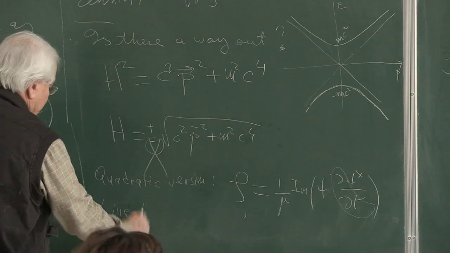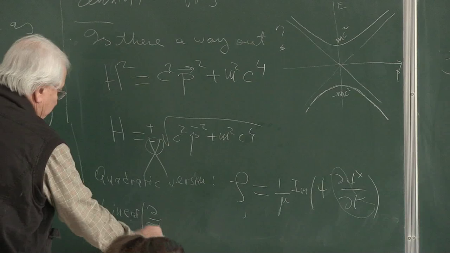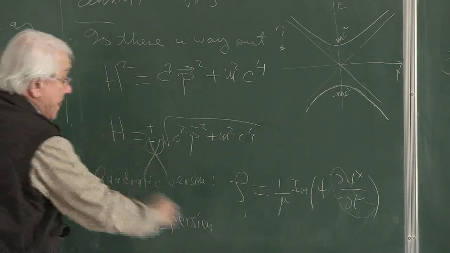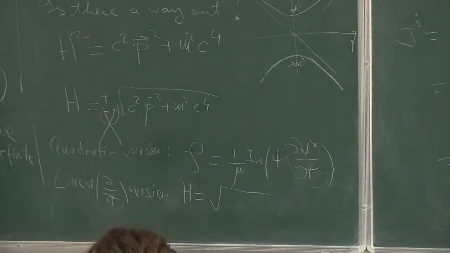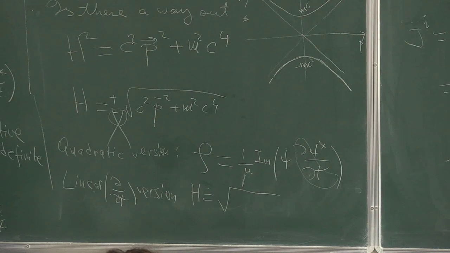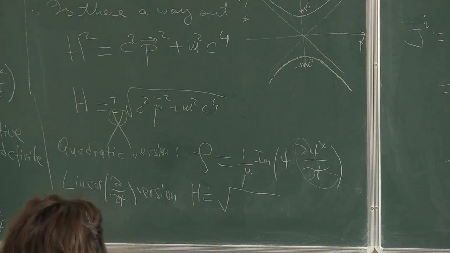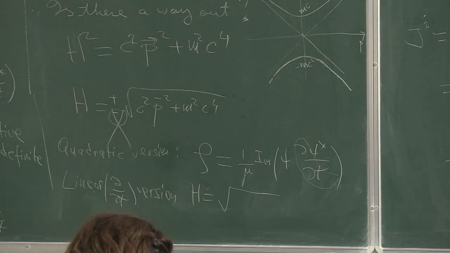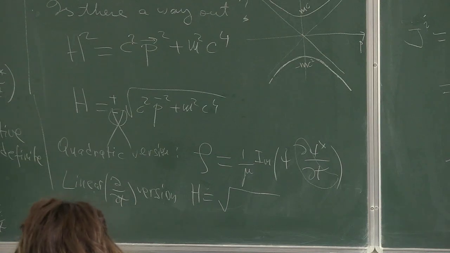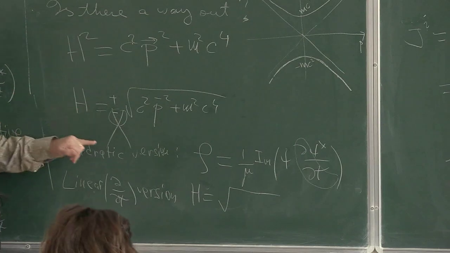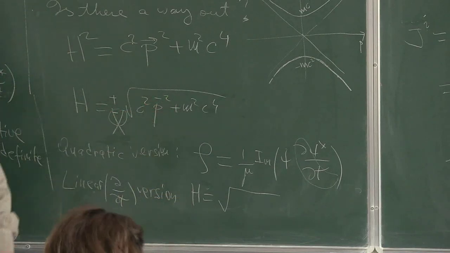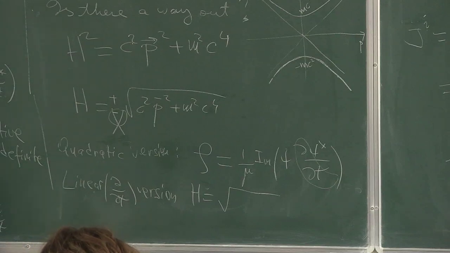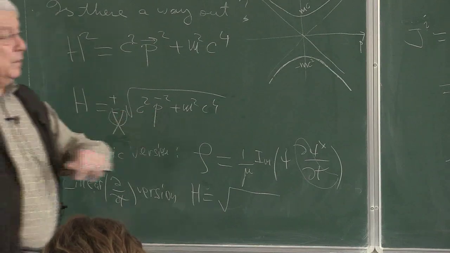Linear d by dt version is that version. Indeed, the left-hand side is i h bar d by dt. Then if I work out the continuity equation, it will indeed give me the d by dt of psi mod squared. But the square root operator is problematic. You are trading off one difficulty for the other. Why do I say so? There is one really big price: throwing away the negative energy solutions without any justification. That is the first. The second is this square root operator.